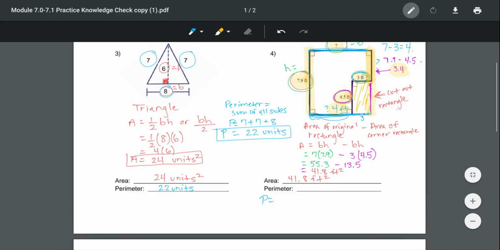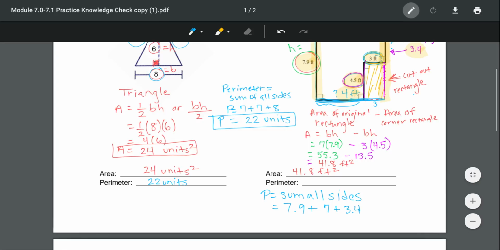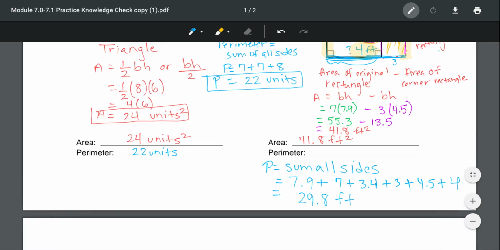So to get the perimeter, you want to get the sum of all the sides. So take 7.9 plus 7 plus 3.4 plus 3 plus 4.5 plus 4. And you get a grand total of 29.8 feet.